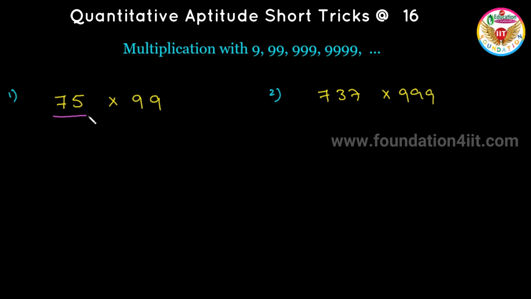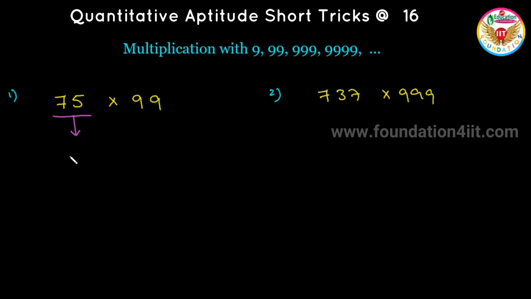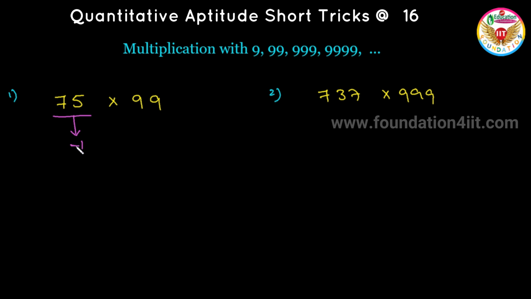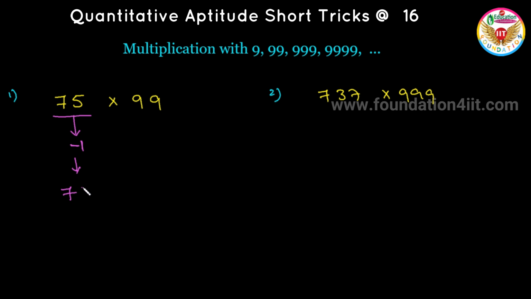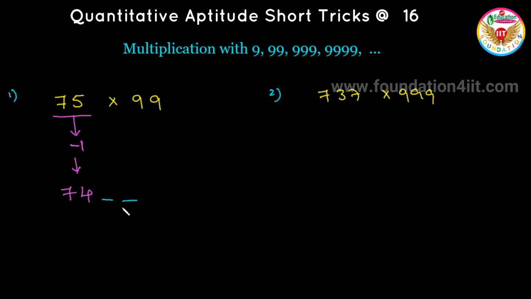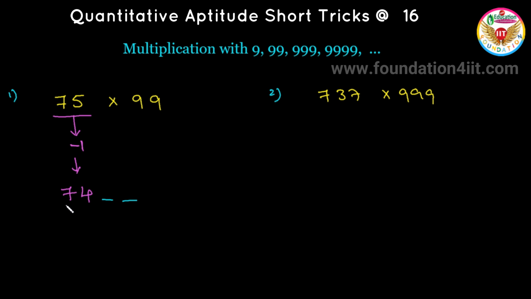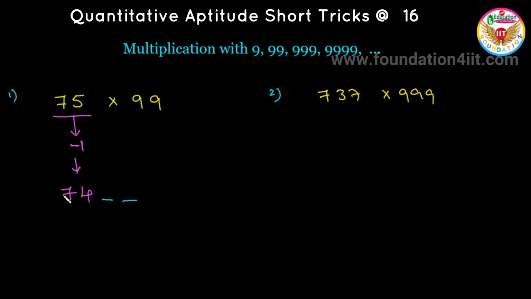The first number is 75, right? From 75 you can subtract 1, that is 74. Then, for the next two places, we need to write the complement of 7. That means the first number is 7. Now what number, if you add to this 7, you'll get 9?